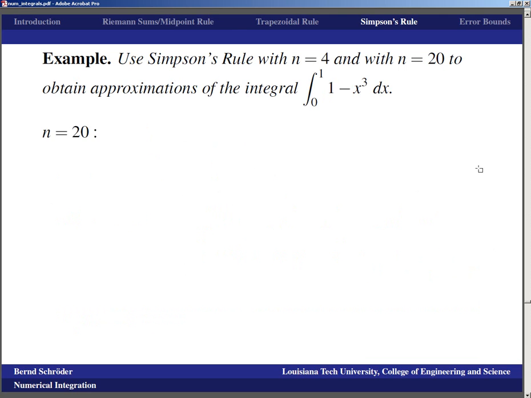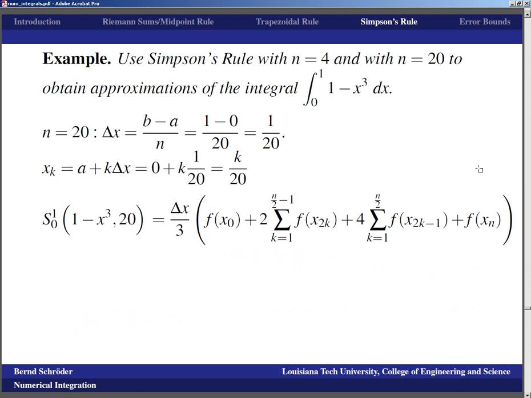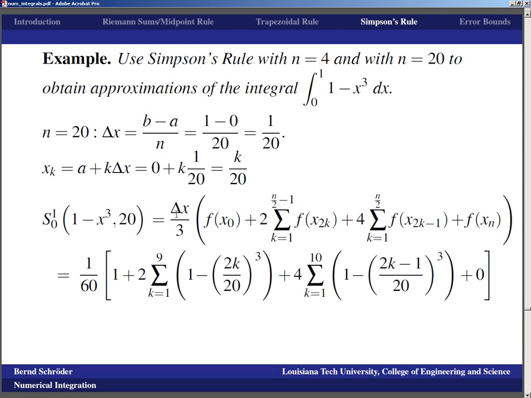However, then we should expect that when we go with n equals 20, where the delta x is still 1/20th, with the x_k still being k over 20, when we set up the summation, where we really need the summation formula, right? Delta x times all this stuff, which ends up being, well, delta x is 1/20th, so we get 1/60th, value at the left endpoint, or value at a, plus 2 times the sum k equals 1 to 9, because n halves is 10 minus 1 is 9.